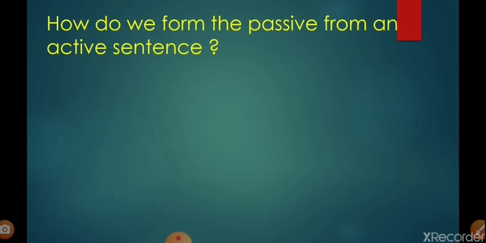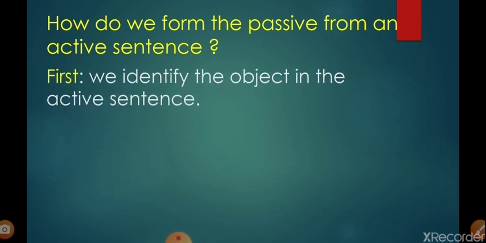Now, here we have a question. How do we form the passive from an active sentence? Here we have 3 main steps. First, we identify the object in the active sentence. And this is the most important step.